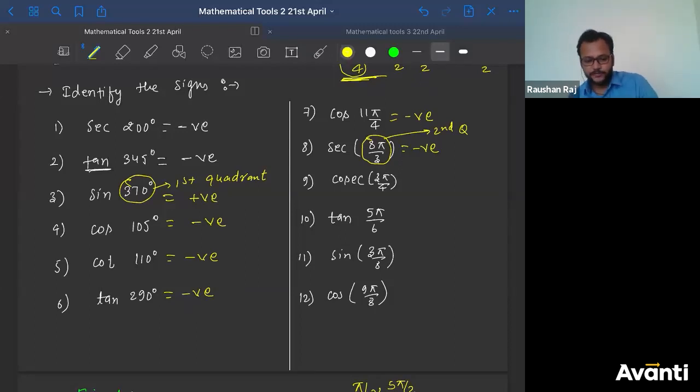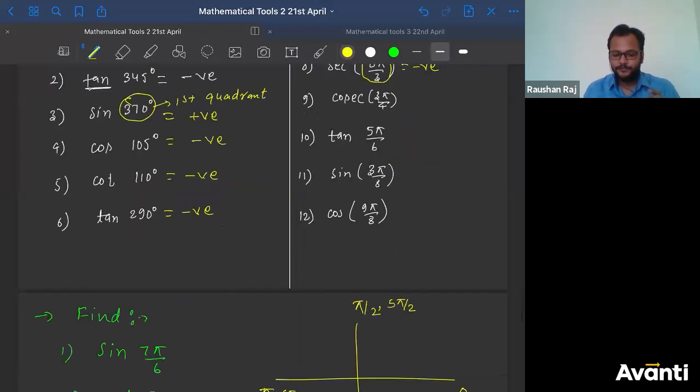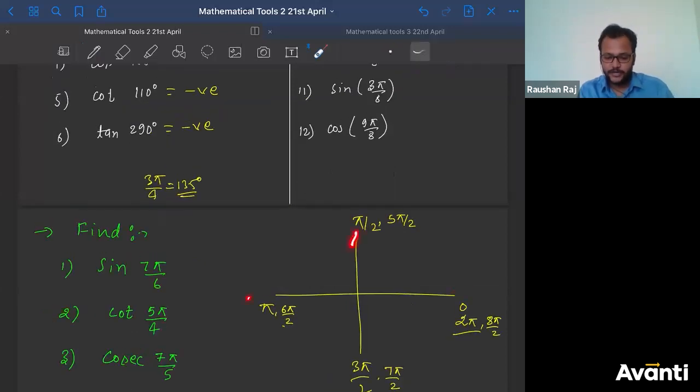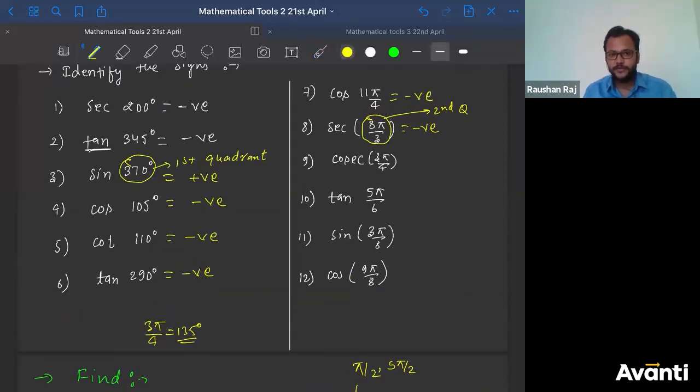Very good, guys. Now let us move to the 9th question. That is cosec 3 pi by 4. 3 pi by 4 is what? Pi by 4 into 3. Pi by 4 is what? 45 degrees. Pi is 180, 180 by 4 is 45. And 45 into 3 will be 135 degrees, right? So 3 pi by 4 is 135 degrees, and it will lie in which quadrant? 0, 90, 180. Again, second quadrant. So second quadrant means sine and cosec will be positive. So cosec 3 pi by 4 will be positive.